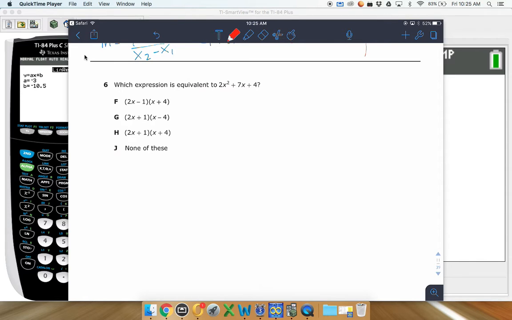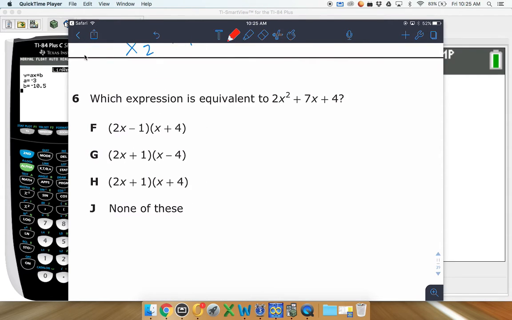Alright, here we go. We've got question 6 here. We're going to probably go 6 through 10, depending on how long it takes. Which expression is equivalent to 2x squared plus 7x plus 4?